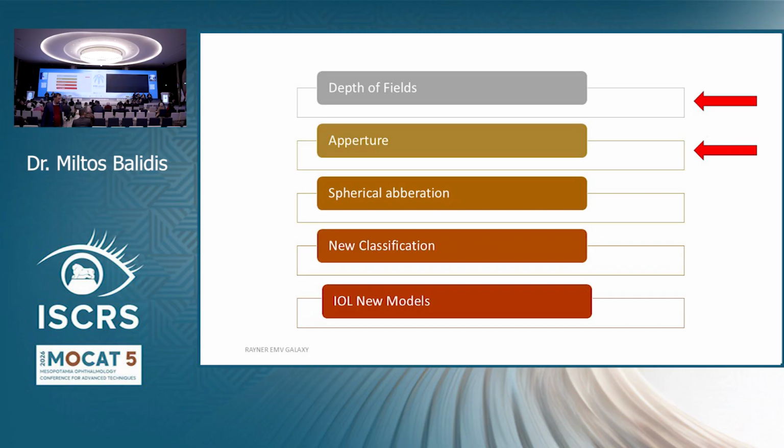The depth of field, the aperture, spherical aberration, the new classification, and the new IOL models, these are the parts of my talk. The depth of field, I just want to start with knowledge from photography. The objects, the closest and the furthest that you have and appear clear, that is the depth of field in photography.